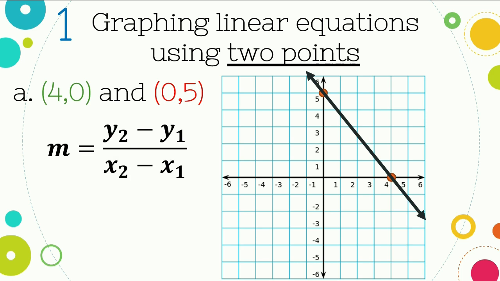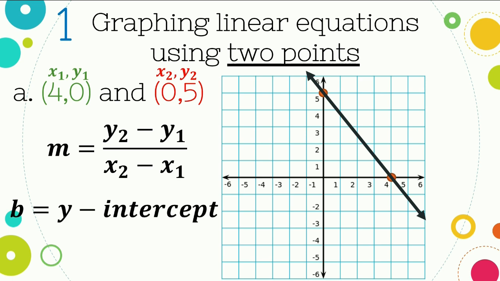So to solve for the slope given the 2 points, we will use the slope formula. M equals y sub 2 minus y sub 1 all over x sub 2 minus x sub 1. For the label, para hindi malito, the first point we have x sub 1 and y sub 1, and the second point is x sub 2, y sub 2. Then b is our y-intercept from the slope-intercept formula.